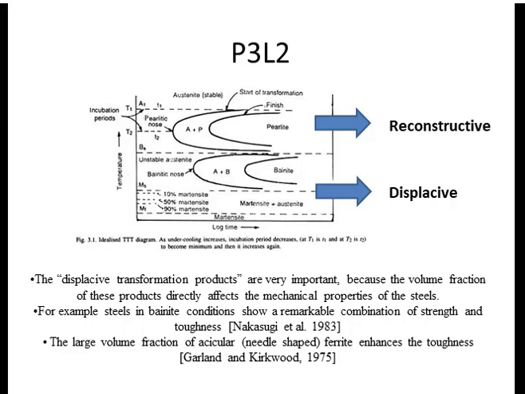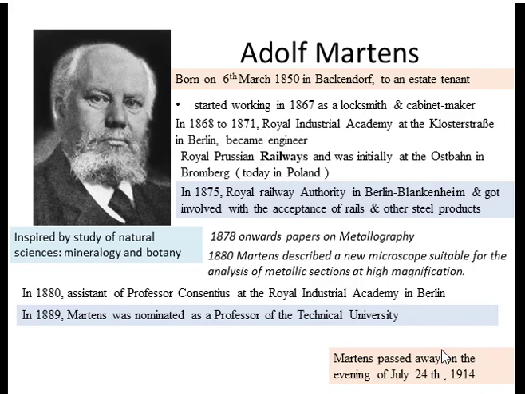So when I say martensite, where does this name martensite come from? Well, it came from the renowned scientist and metallographer Adolf Martens. Adolf Martens was born on 6th March 1850 in Beckendorf. It's a small village near Hagenau in Mecklenburg-Schwerin, where his father was an estate tenant.